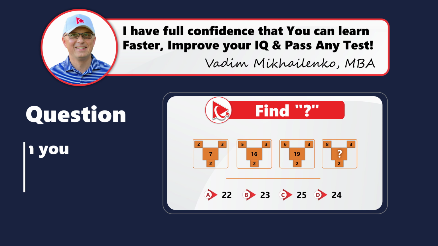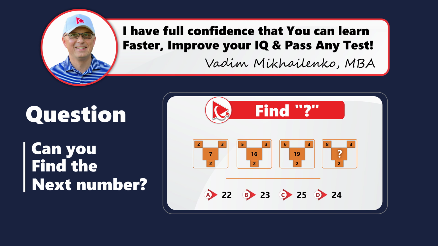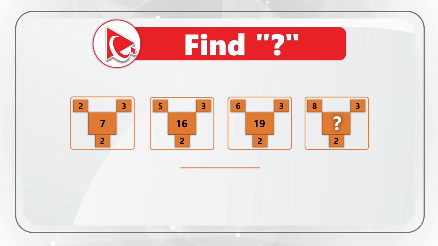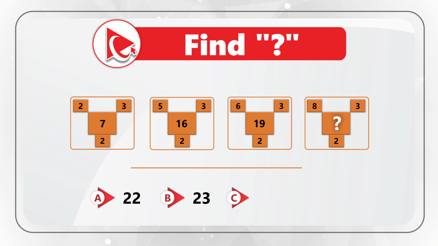Here's a question of intermediate complexity we frequently see on the test. You're presented with 4 shapes, and one shape has a missing number in the middle. You need to calculate the pattern and calculate the missing number, selecting it by one of 4 possible choices. Choice A, 22. Choice B, 23. Choice C, 25. And then last but not least, choice D, 24.